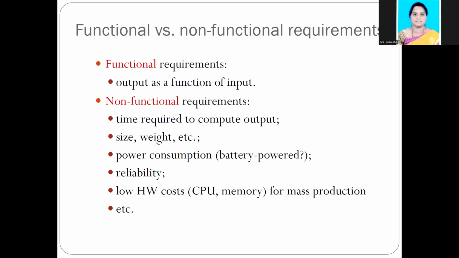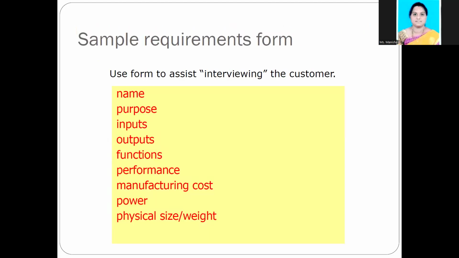If it is functional requirements, output as a function of inputs. If it is non-functional requirements, time required to compute output, size, weight, etc., power consumption, reliability, low hardware cost, CPU, memory for mass production, etc. So sample requirements use a form to assist interviewing the customer: name, purpose, inputs, outputs, function, performance, manufacturing cost, power, physical size.